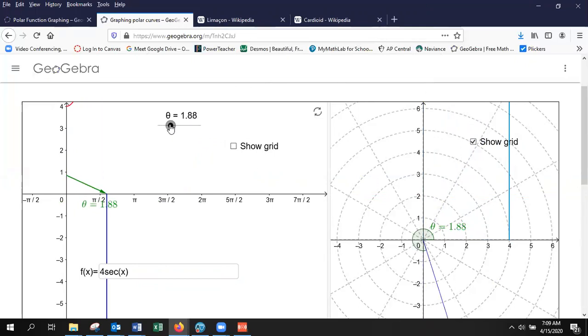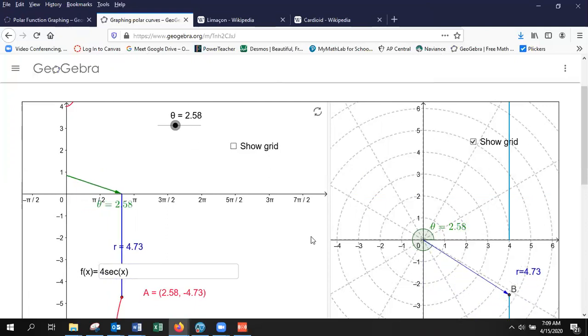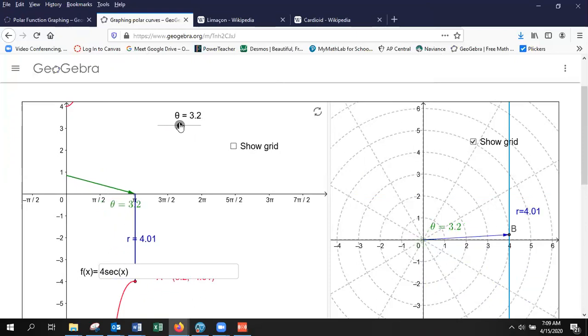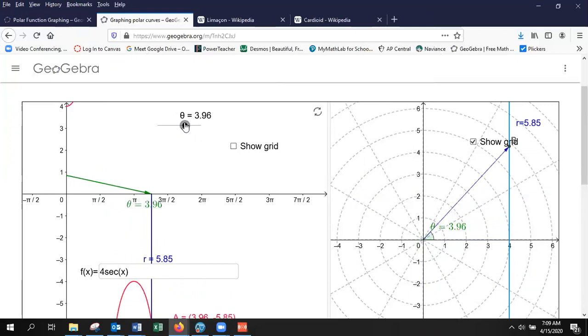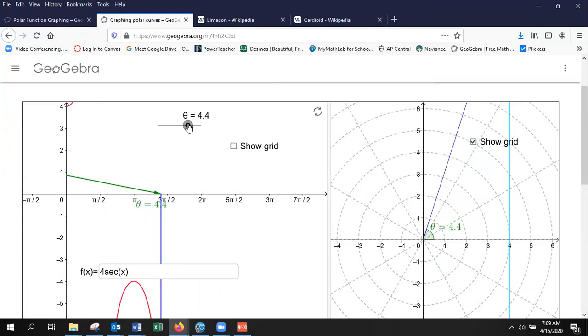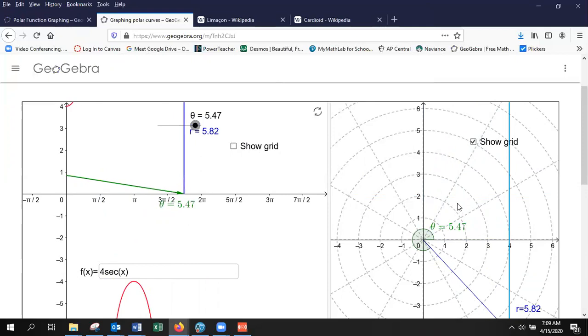And now, if you remember, cosine and secant are negative in quadrant 2, which is why it's generating this angle down here. And so by the time we get to pi, suddenly that line actually met up with itself, and then we can continue on. Once again, we still have a negative radius here for quadrant 3. And then quadrant 4 starts here, and this is where we're generating a positive radius because once again, secant and cosine are positive in quadrants 1 and 4.